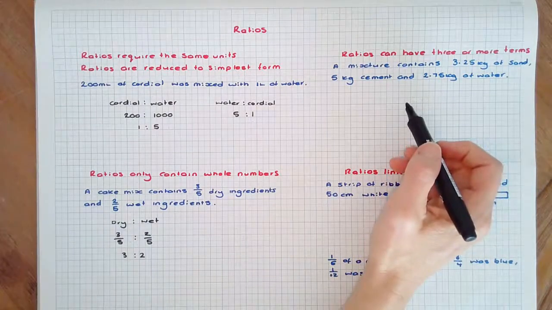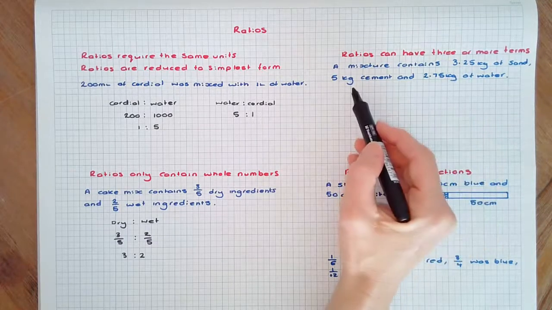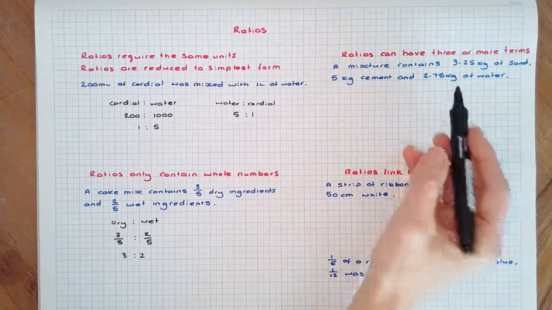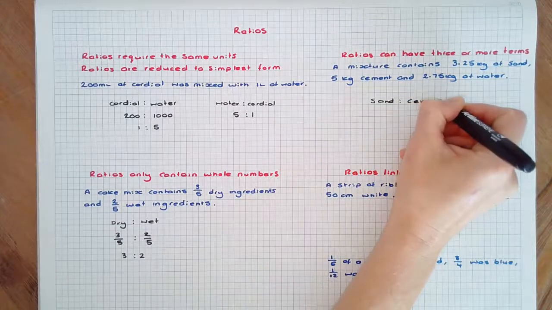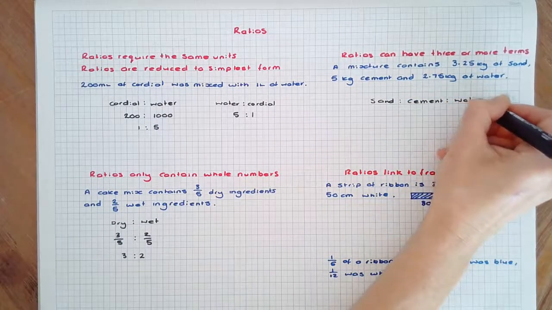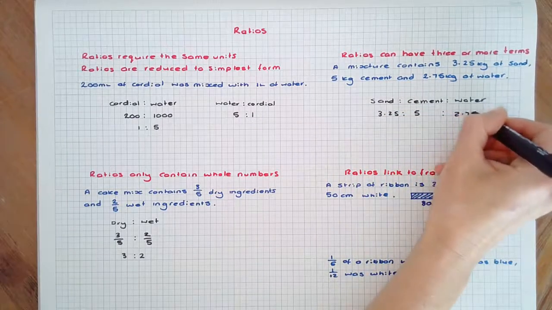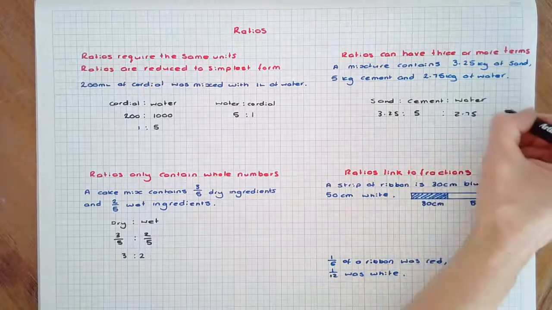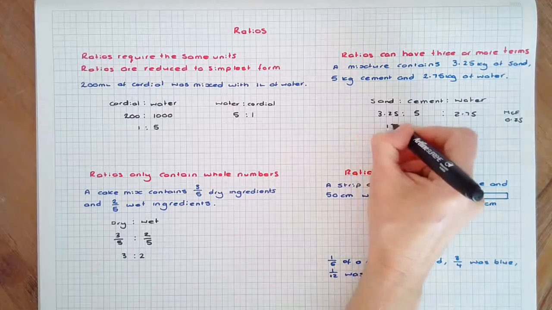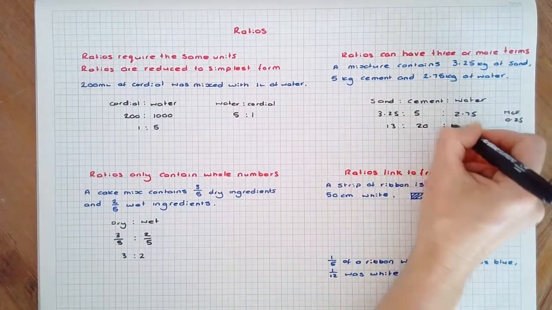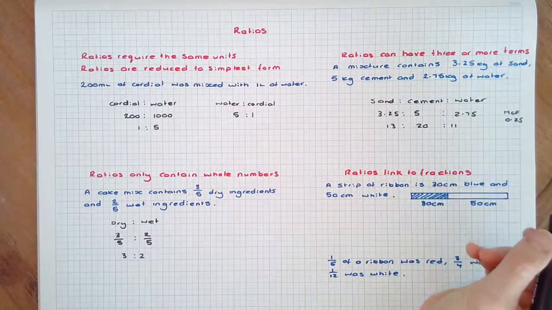Ratios can have 3 or more terms. A mixture contains 3.25 kilos of sand, 5 kilos of cement, and 2.75 kilos of water. The ratio of sand to cement to water is 3.25 to 5 to 2.75. Dividing each by the highest common factor, 0.25, we get a final ratio of 13 to 20 to 11. That is 13 parts sand, 20 parts cement, and 11 parts water.